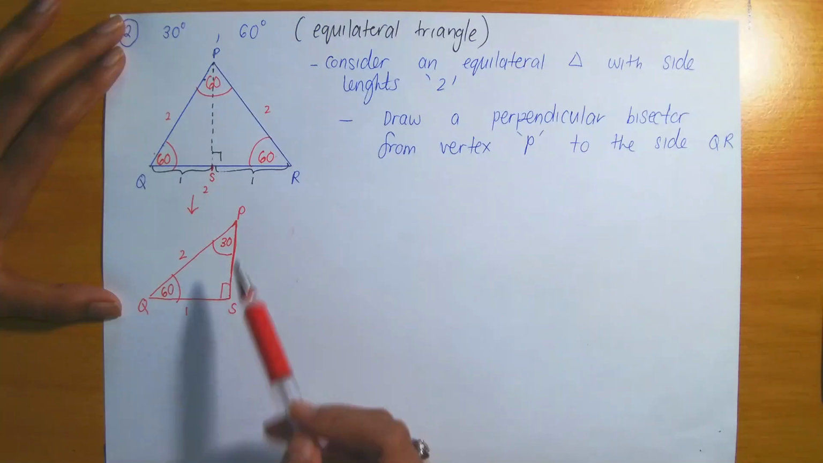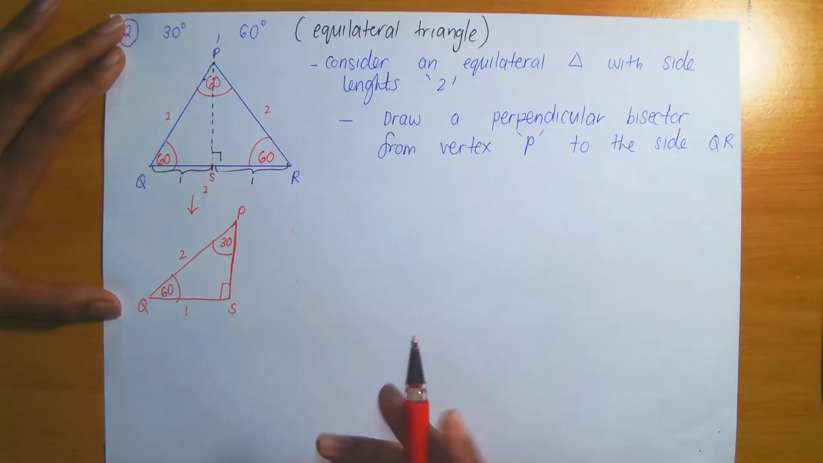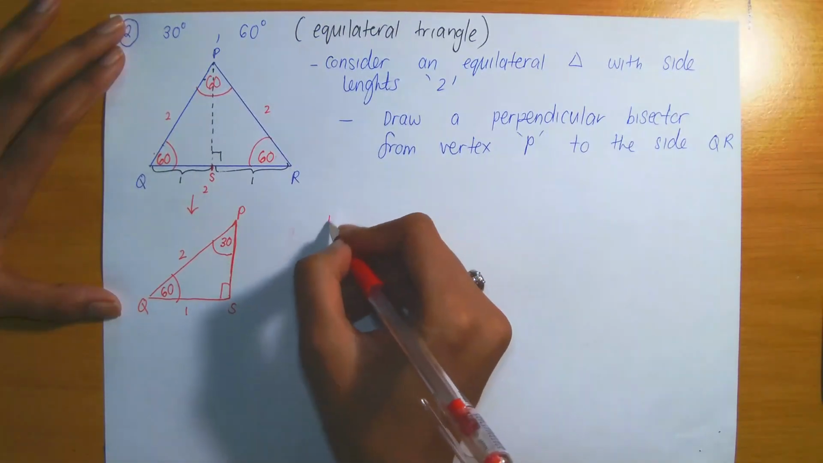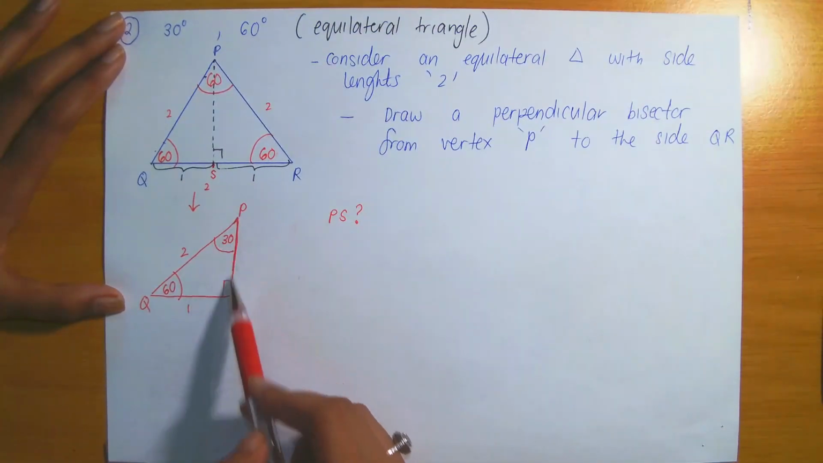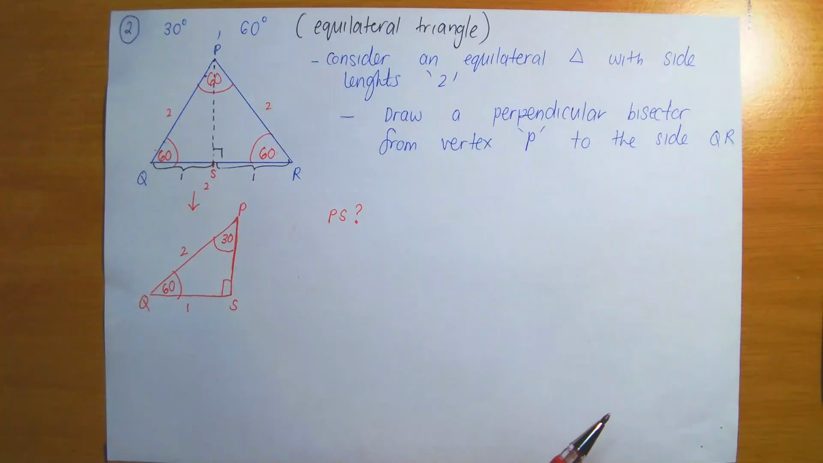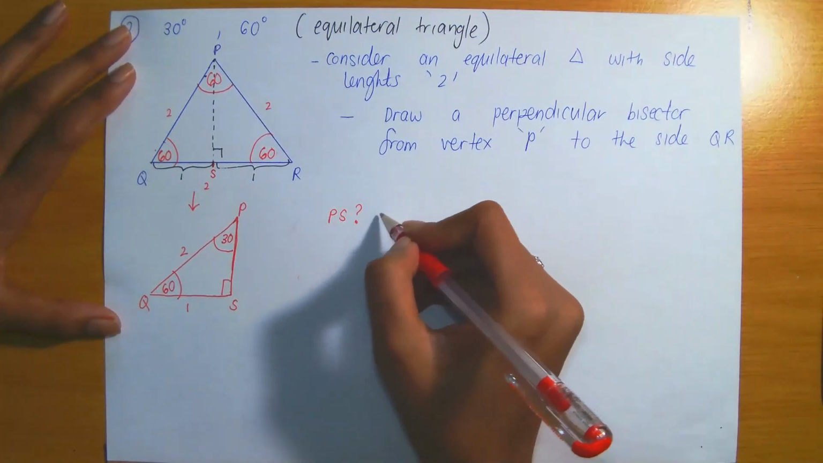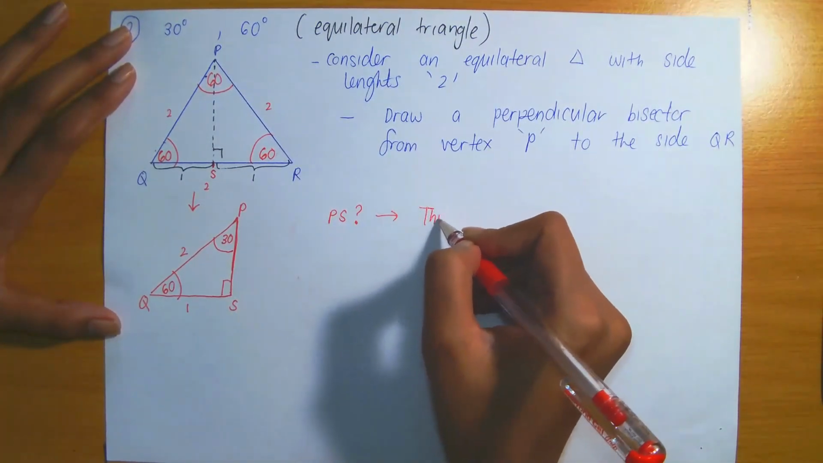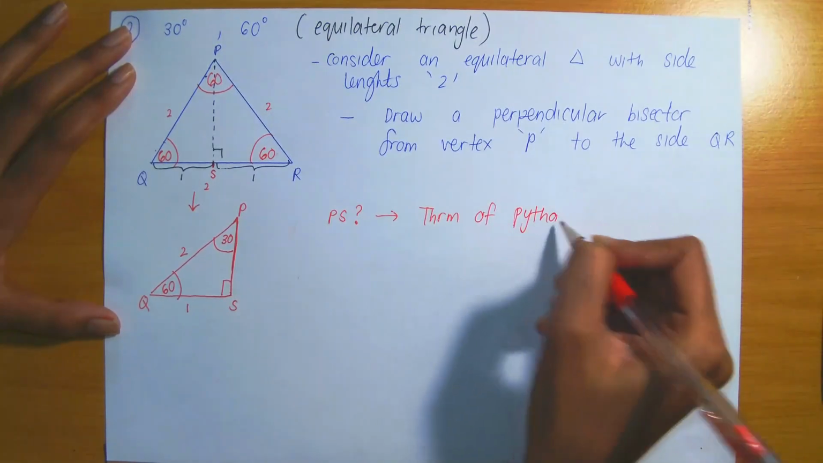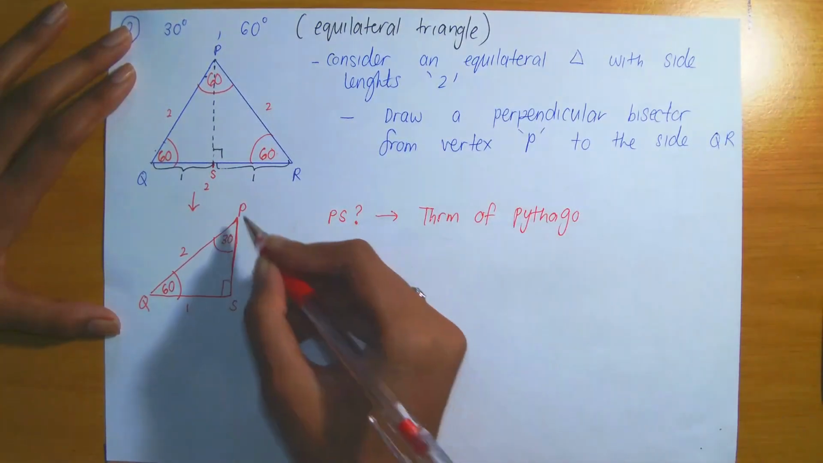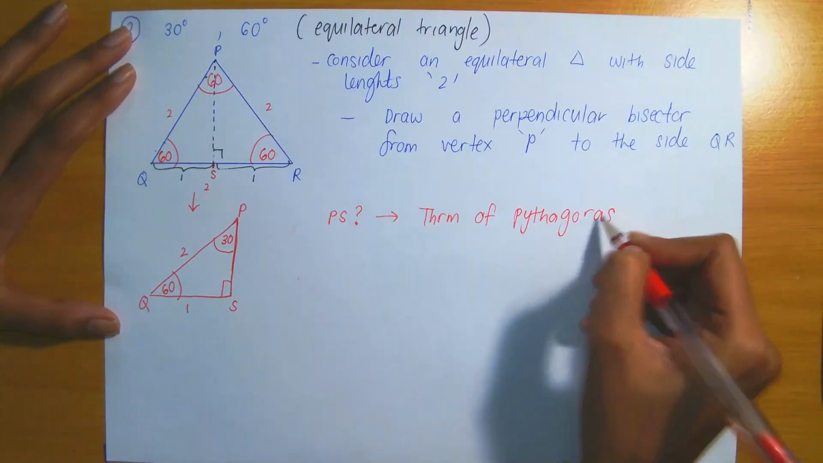So I now have triangle PQS. What is unknown to me is PS. I would like to determine the length of the side PS, and how would we do that? Remember, we are working in a right angle triangle. In video 1, I had recapped on the theorem of Pythagoras, and that is what we will use right now to determine the length of side PS.